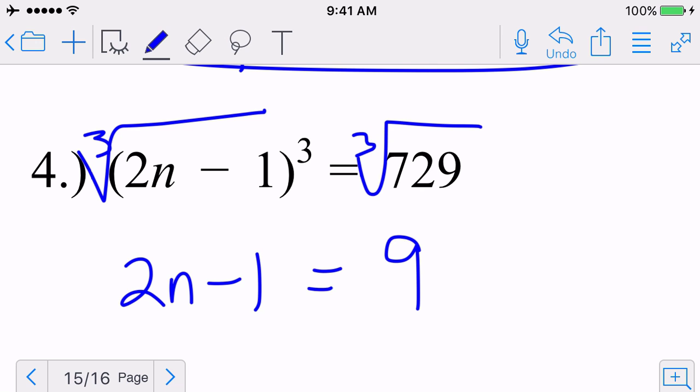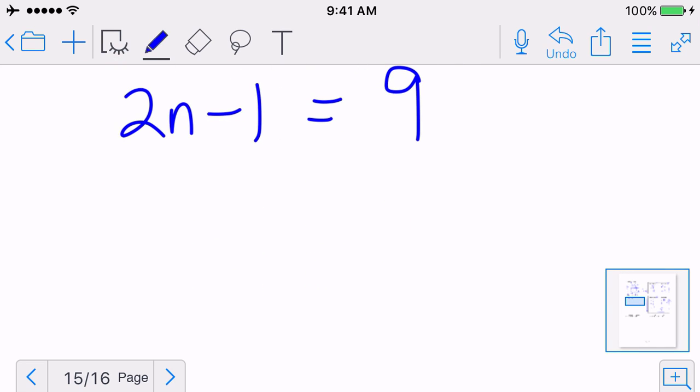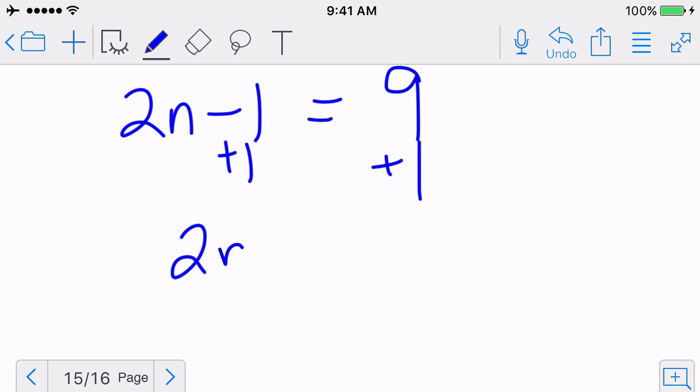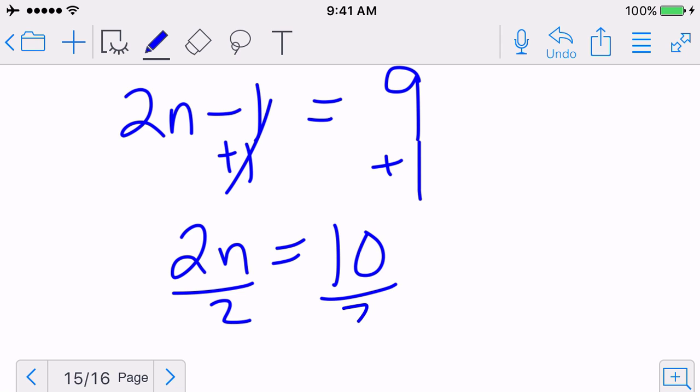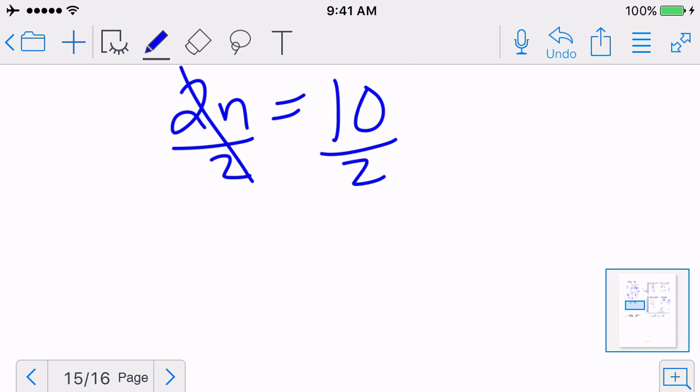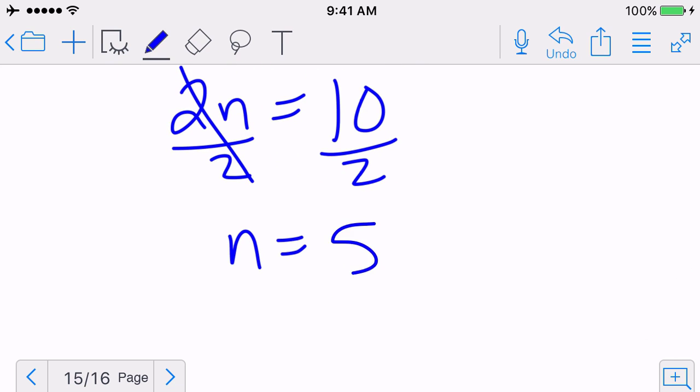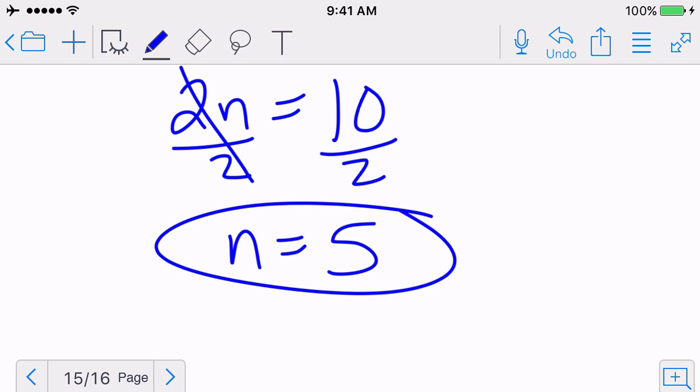All right, now I need to get rid of the 1 and the 2. So this is going back to what we did long ago, solving regular equations here. So I need to add the 1 over, and that's going to give me 2n. Those guys are gone. 9 plus 1 is 10. And then I need to divide by the 2 to get rid of that. And I finally am left with n equals 10 divided by 2 is 5. So n equals 5.